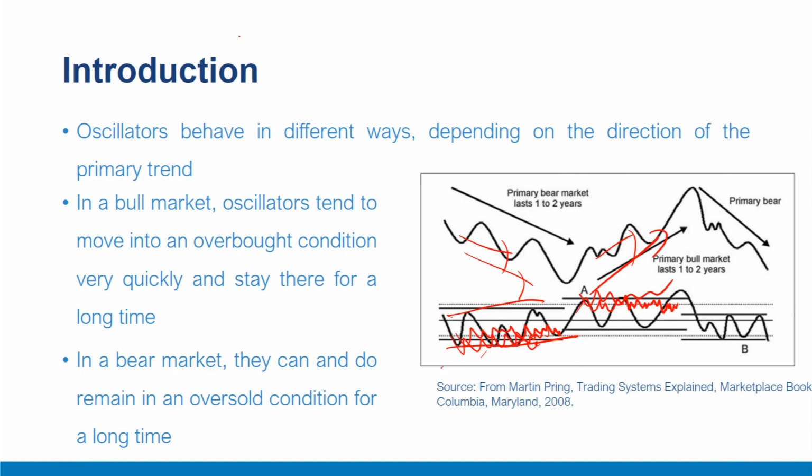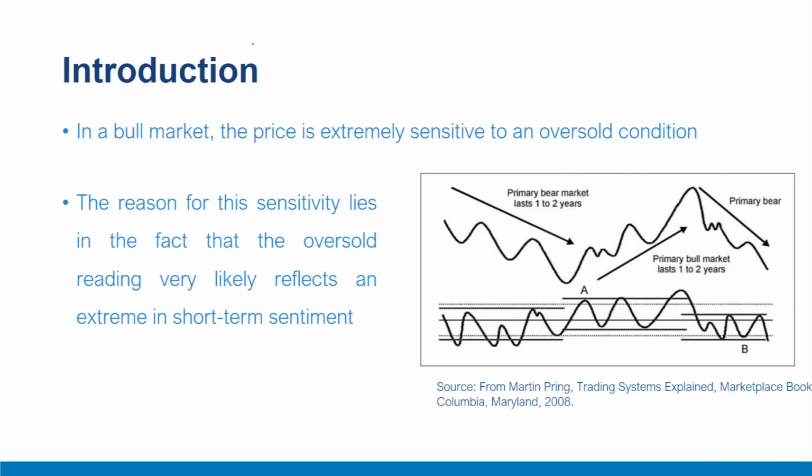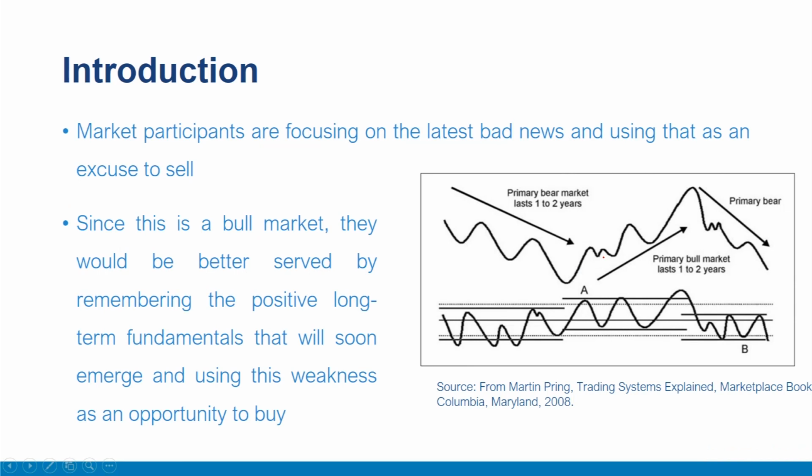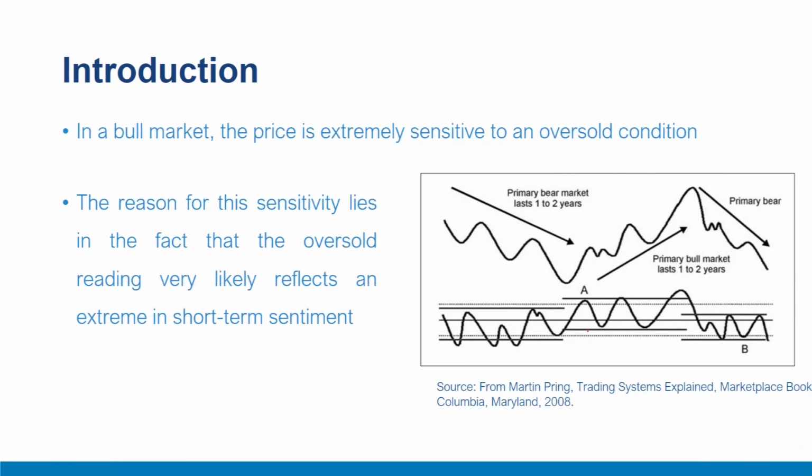Another very important point here is that if you have an idea of the direction of the primary trend, whether it is a bull or bear trend, you can anticipate what price action might follow from a specific overbought or oversold reading. In a bull market, price is extremely sensitive to an oversold condition. That means in a bull market, if price is here in an oversold condition, you would expect it to rise very sharply or jump. If it is at an oversold condition, expect price to rise or some kind of reversal to take place from here.